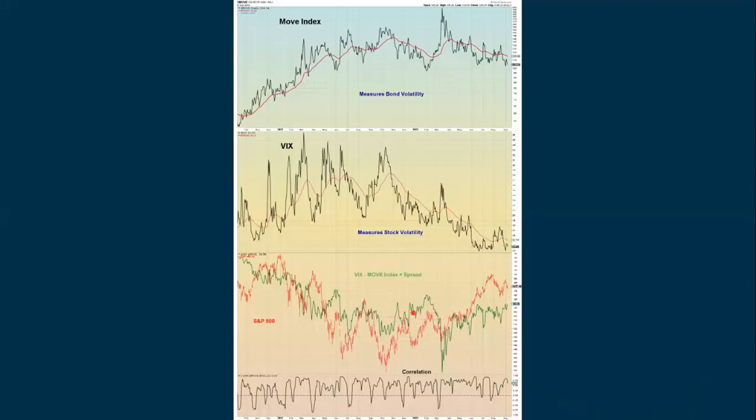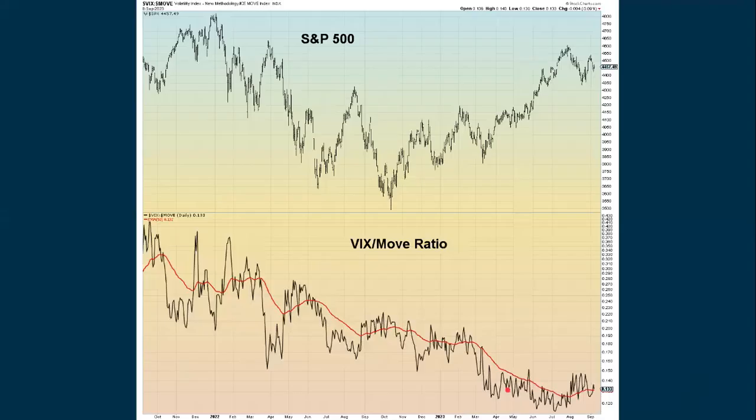Down here in this red-green area, the red is the S&P 500 and the green is the spread between the VIX and the MOVE index, just to see how they're moving. What I pay attention to on the bottom is the correlation between the two. And we had been a little bit stronger, meaning they're going in the same direction, but that's starting to trail off just slightly. Then we look at a ratio between the VIX and MOVE index.